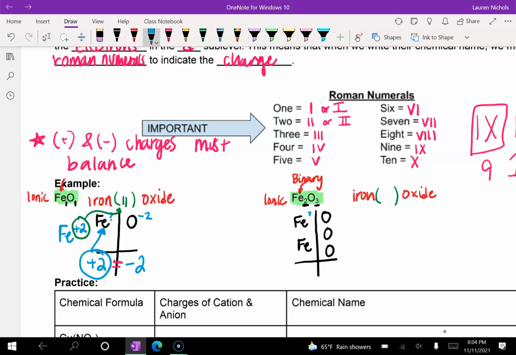Now, same as before, the charge of iron is a mystery. But oxygen is always negative two. So negative two plus negative two plus negative two gives us a total of negative six. And if our negative side is six, then our positive side to balance it out must also be six. So when you distribute this six between our two irons, that tells you that the iron must have a positive three charge. And so that positive three becomes our Roman numeral three. So that means we're talking about iron three oxide.